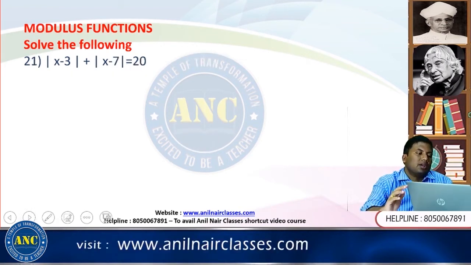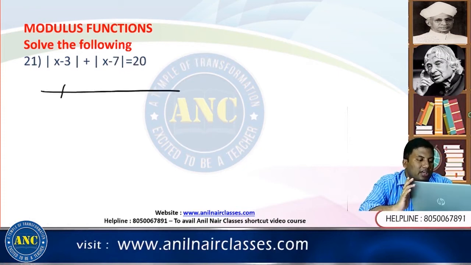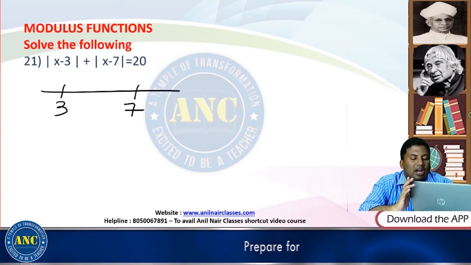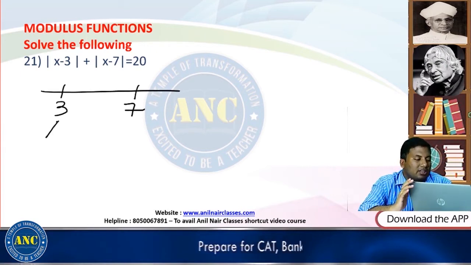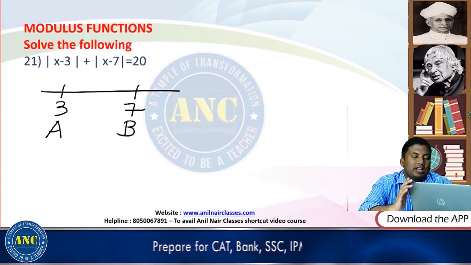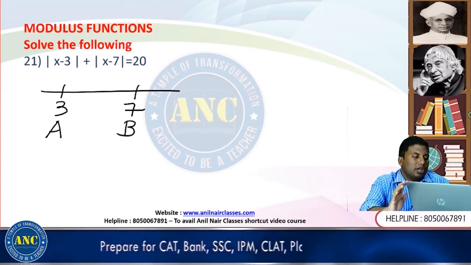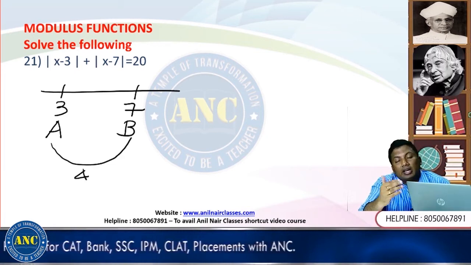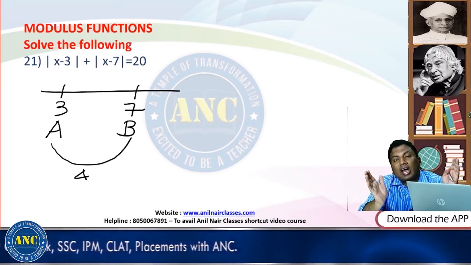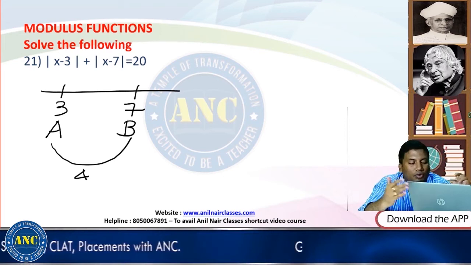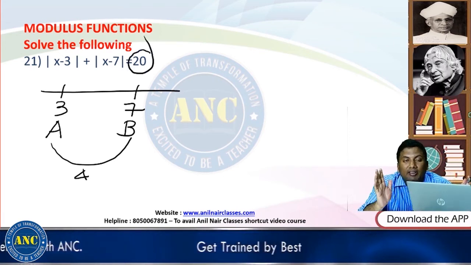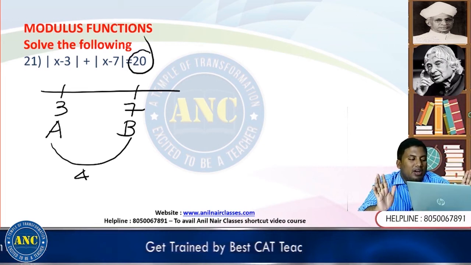21st question. Mod x minus 3 plus mod x minus 7 is 20. A critical point is 3. Another critical point is 7. This is at A and it is at B. A goes to B. In between they cannot meet because the total gap between 3 and 7 is 4, but the right hand side is 20. 20 is greater than 4. In between they cannot meet.